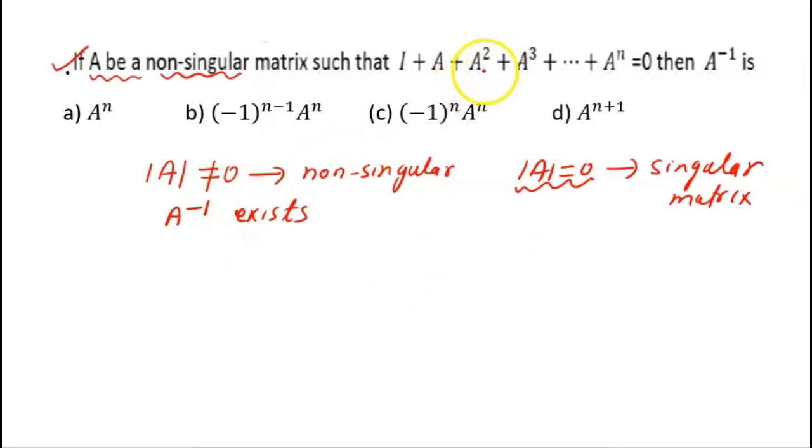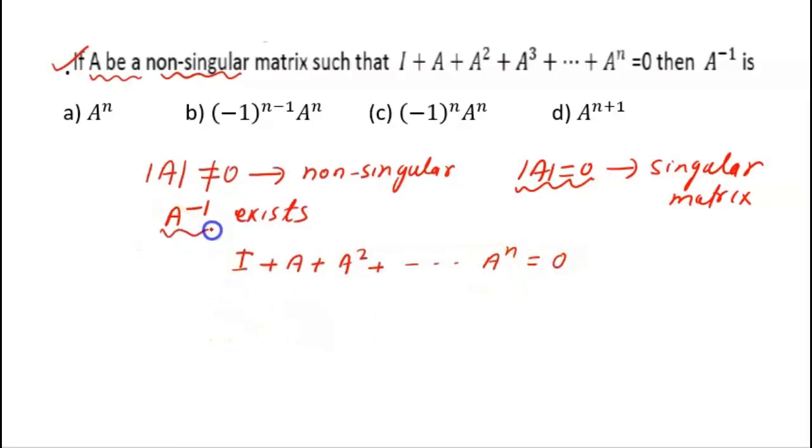So next what we have to do is to prove or find out the value of A inverse. This problem requires a very smart approach. We are going to write the given expression: I plus A plus A square up to A to the power n is equal to the null matrix, where I is the identity matrix.